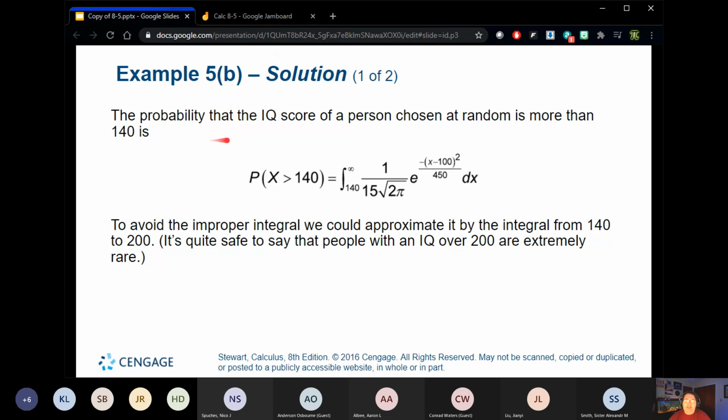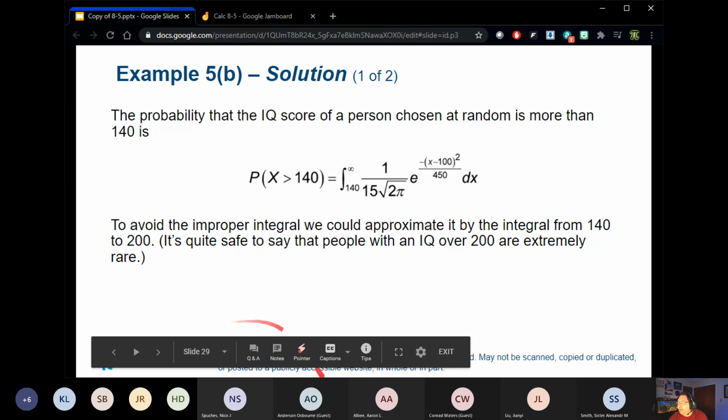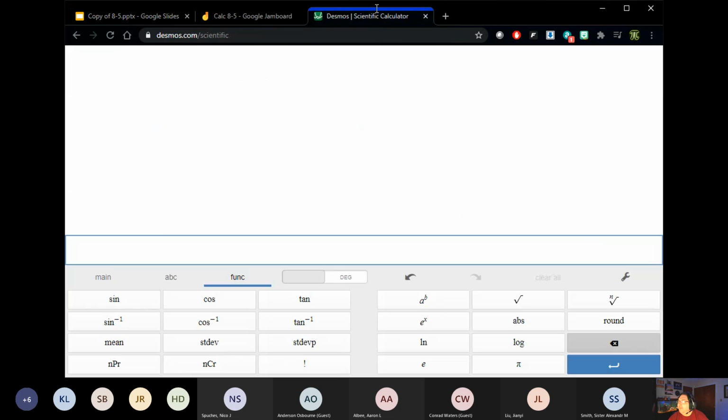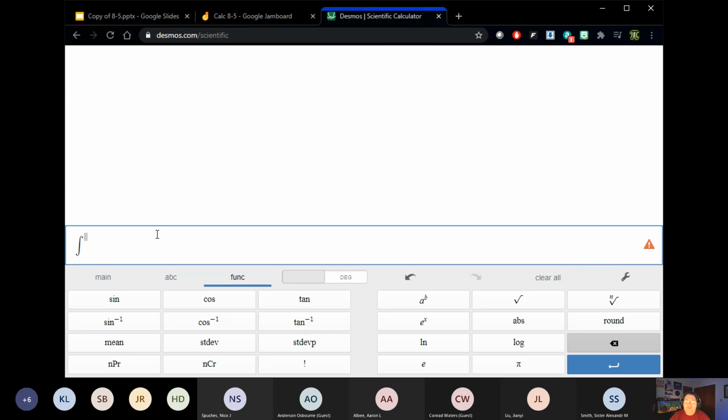The next one said anything over 140 scores. So we plug in 140 to infinity. Again, we can't do this one out and actually do the integration, so we're going to have to use a calculator to figure this part out as well. And I really wish Desmos actually did an integral, but they don't. Oh, it does. I take that back. I found it. To do an integral on Desmos, you just type in integral, and it gives you the values there.